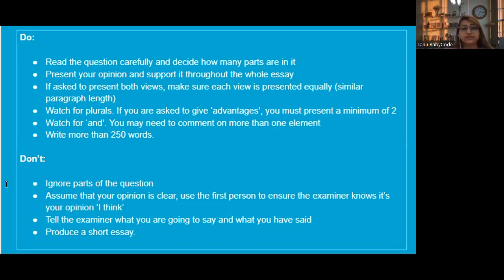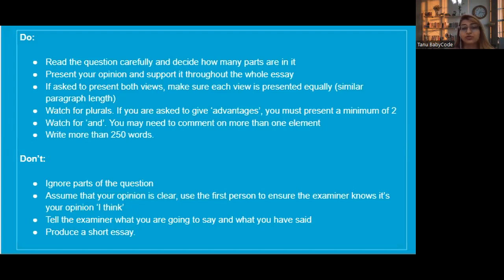Now, next is to watch for plurals. You need to comment on more than one. Watch for plurals, for example if they ask you to give advantages. You must present a minimum of two because it is mentioned as advantages, right? So, you have to write in number here. Write more than 250 words. Do not write less than 250.